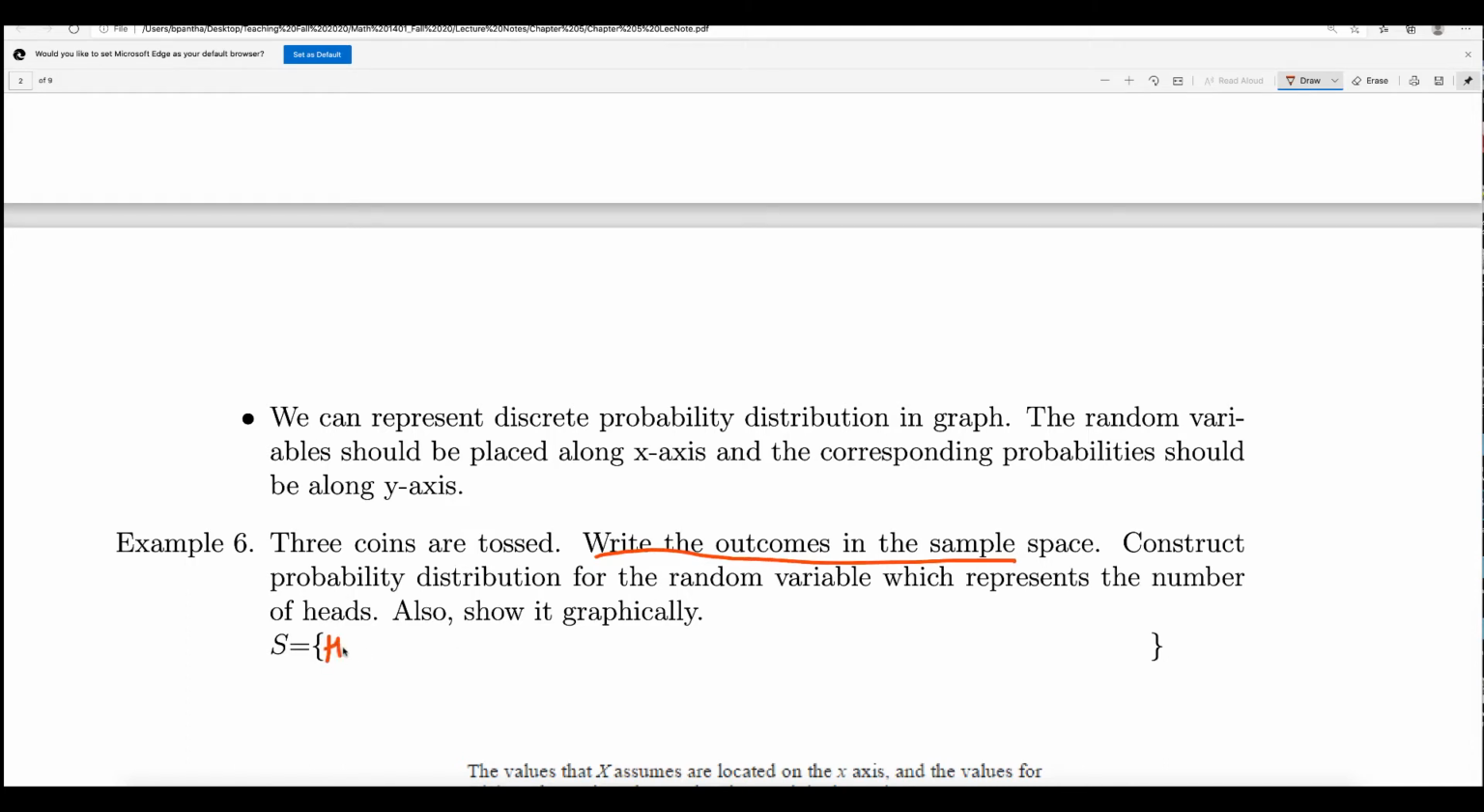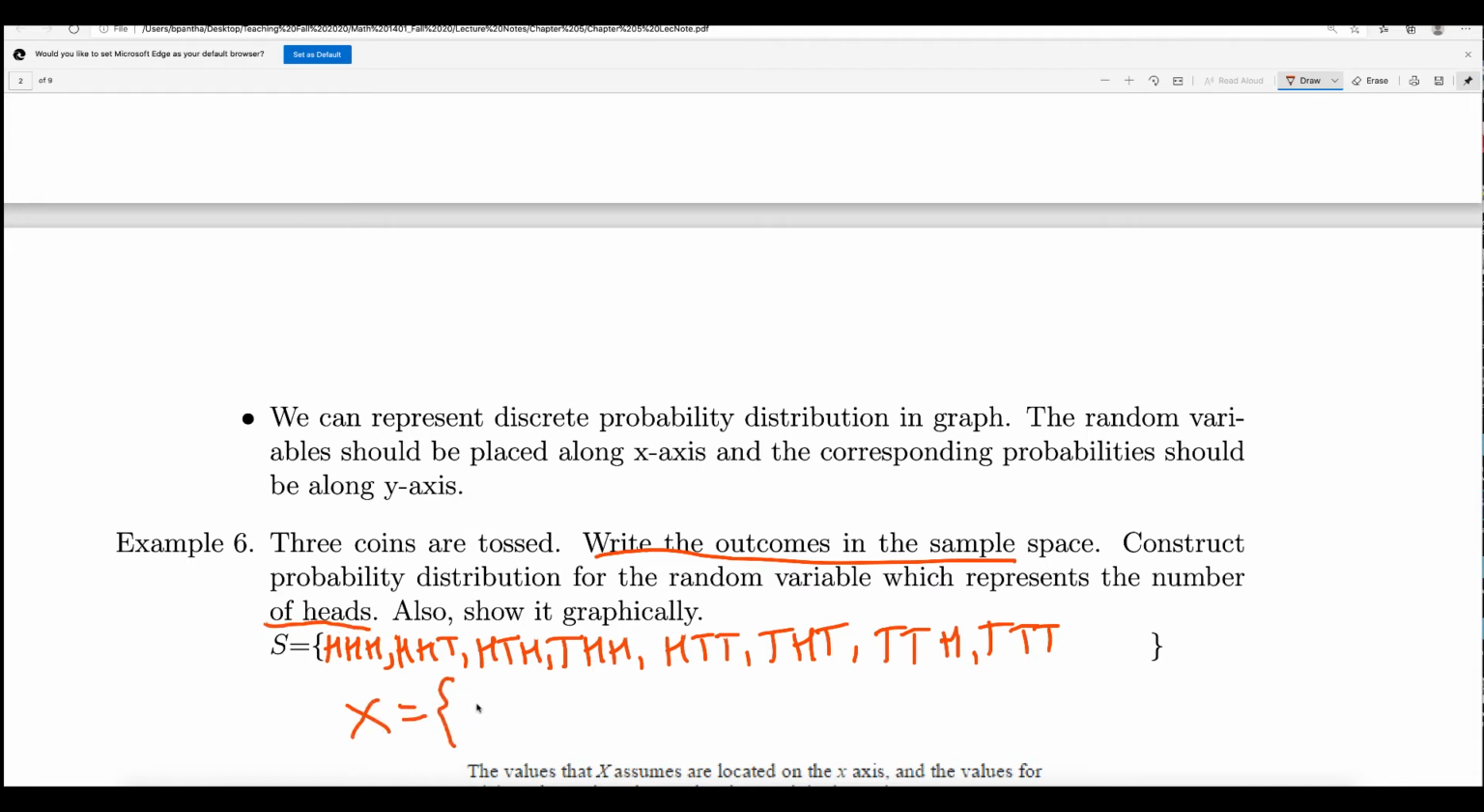So we did H, H, H, right? H, H, T, H, T, H, T, H, H, right? And then H, T, T, T, H, T, T, T, H, and then T, T, T. So T stands for tail, and H stands for head. Okay. Now, construct the probability distribution for the random variable which represents the number of heads. So X is the number of heads. What are the possible values of X? It will be 3 heads, or 2 heads, or 1 head, or 0 heads.